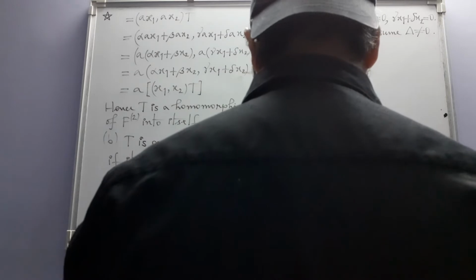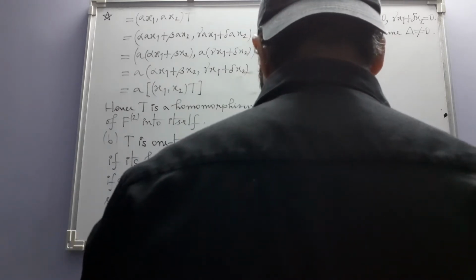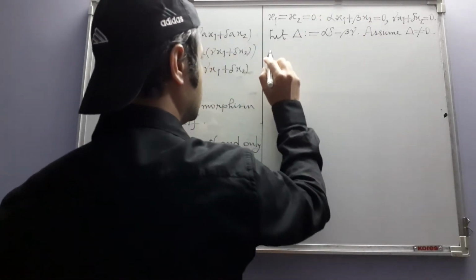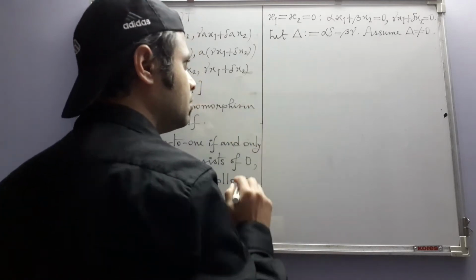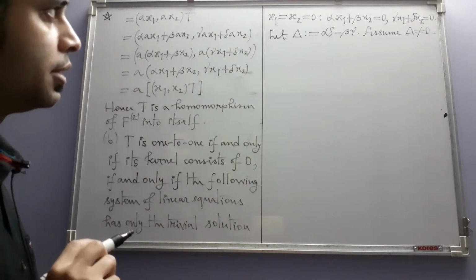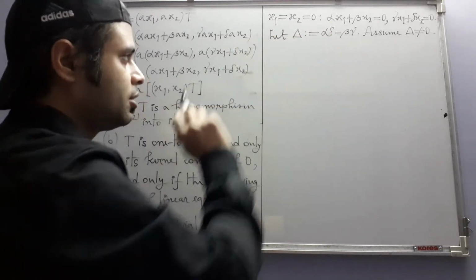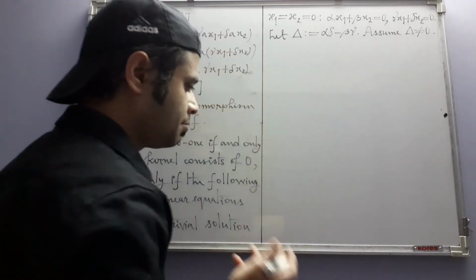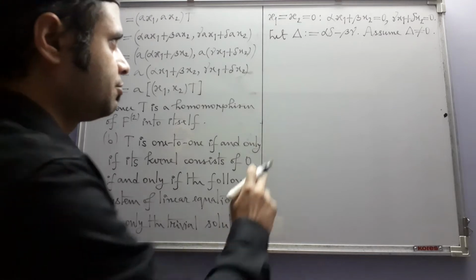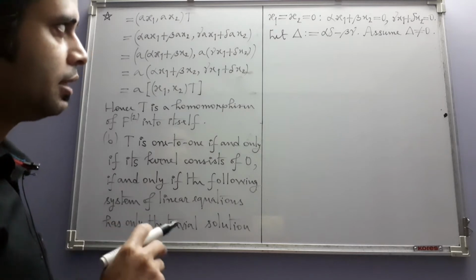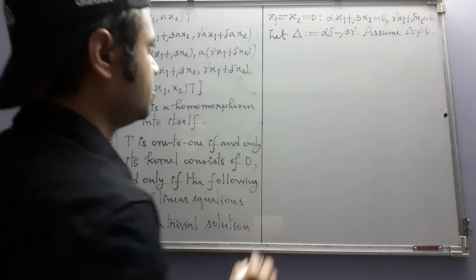Okay, now let us see what happens when this is non-zero. Our claim now is that if this capital delta is non-zero, then this system has only the trivial solution. So that means we now have to show that if x1 comma x2 is a solution to this system, then both x1 and x2 have to be equal to 0.